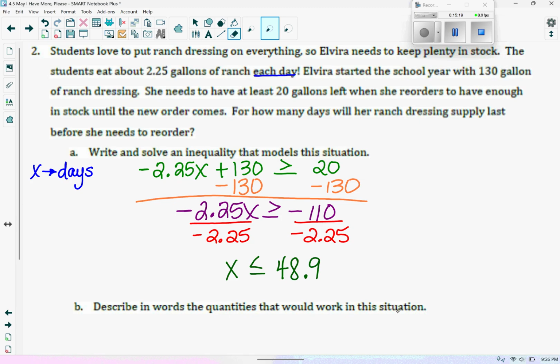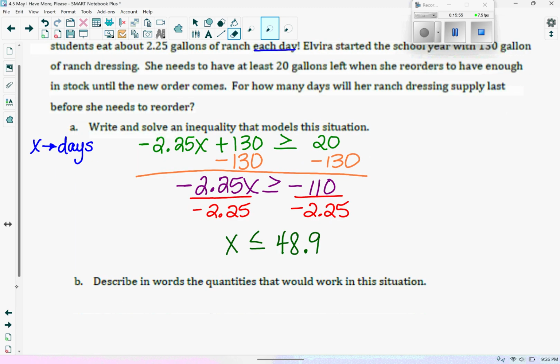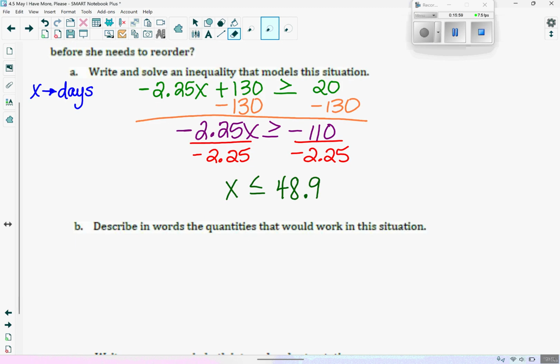So again, negative 2.25 times 49 plus 130 equals 19.75. So again, this is why we don't round up when we're doing the word problems for inequalities, because it will not work. Okay? It makes it not a true statement. So we got to be careful there. All right? So again, describe in words the quantities that would work in this situation.